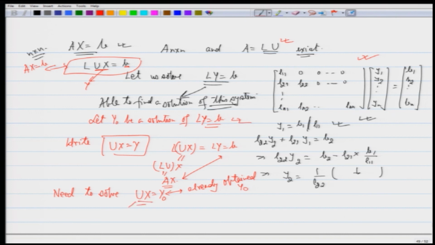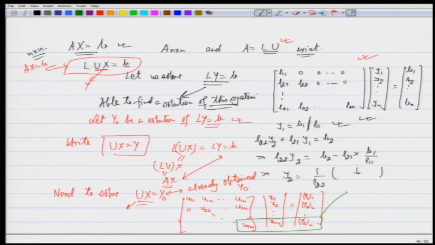Fine. So, again U is upper triangular. So, U has this nice form which is U11, U12, U1n, 0, U22, U2n, and so on till Unn, times x1, x2, xn is equal to y naught of 1, y naught of 2, y naught of n. Fine. From here, if you see this part, I get that xn is equal to y naught of n upon Unn.